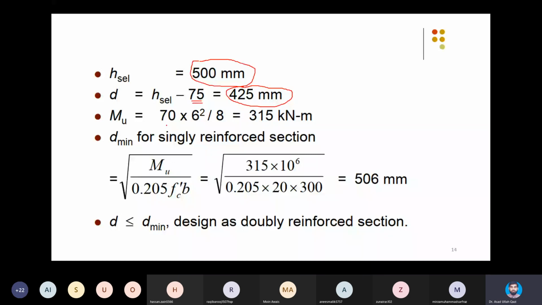Then I have a demand. The span and conditions were simply supported, so I selected the coefficient 1/8 and got the ultimate moment, maximum moment at the mid span, which will be maximum for a simply supported beam, 315. I used it with the FC prime and the B value.